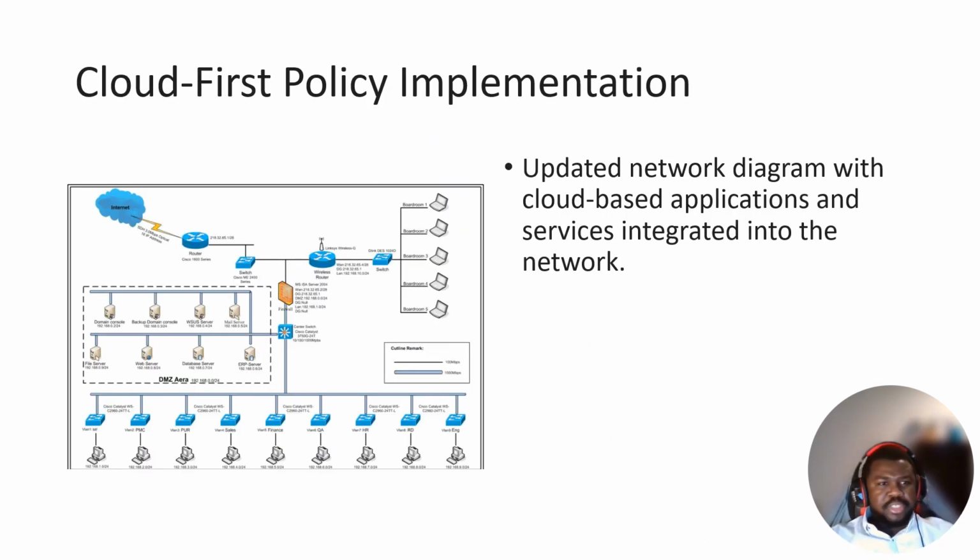As part of that process, we want to incorporate a cloud-first policy. To implement this, we will again update our network diagram here, using this already made diagram that we found on Cisco.com to show how the updated diagram with cloud-based applications is integrated into the network, to ensure that all of our resources are available to authenticated users and also safe and secure from any external or even internal threats as well.